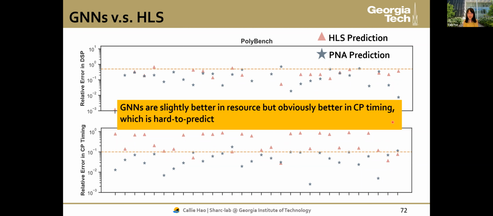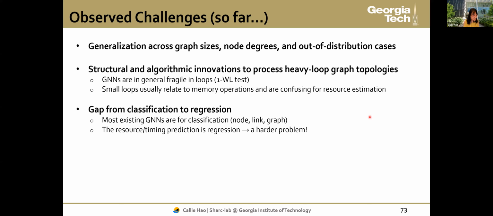And this critical path timing, I think, is even more important than resource because it is really sensitive and cannot be directly predicted from the early stage. So I think it makes a lot of sense to use GNNs for CP timing prediction. These are the observed challenges so far, and of course there are more interesting topics and challenges here, so that's why we think we need more researchers in this area.